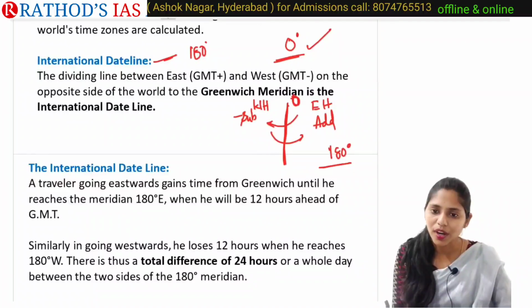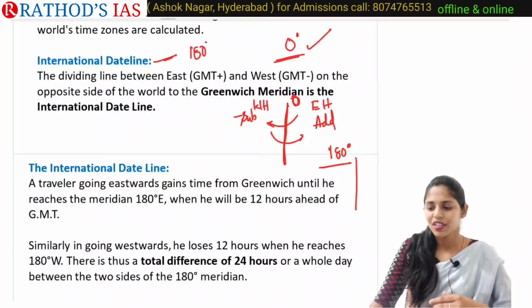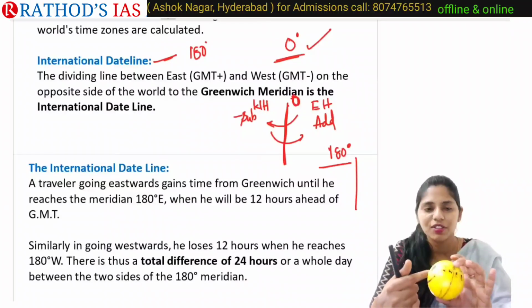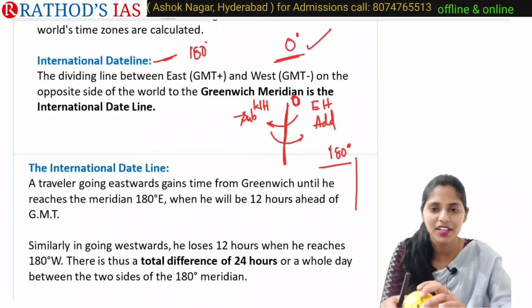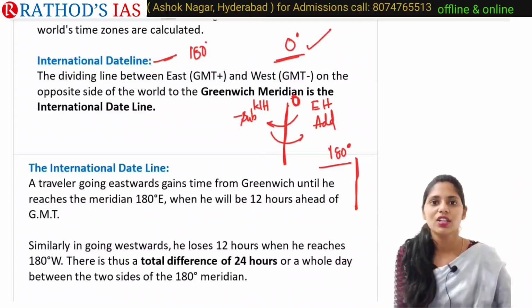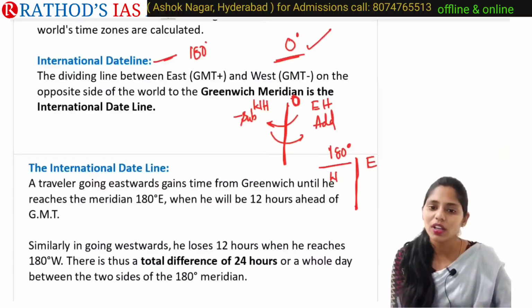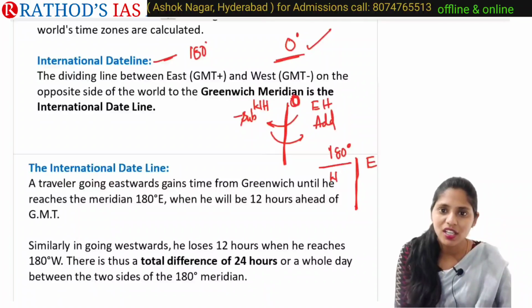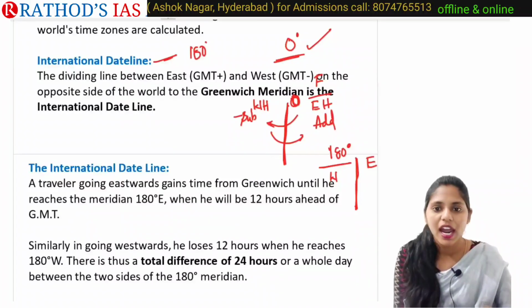And if you are talking about the 180 degrees longitude, it will be opposite. If you are at 0 degrees, this will be your east and this will be your west, and if you go here, the priorities change. If you are at this 180 degrees longitude, this is your east and this is your west. At 0 degrees, to the east you will have the eastern hemisphere, and to the west you will have the western hemisphere.